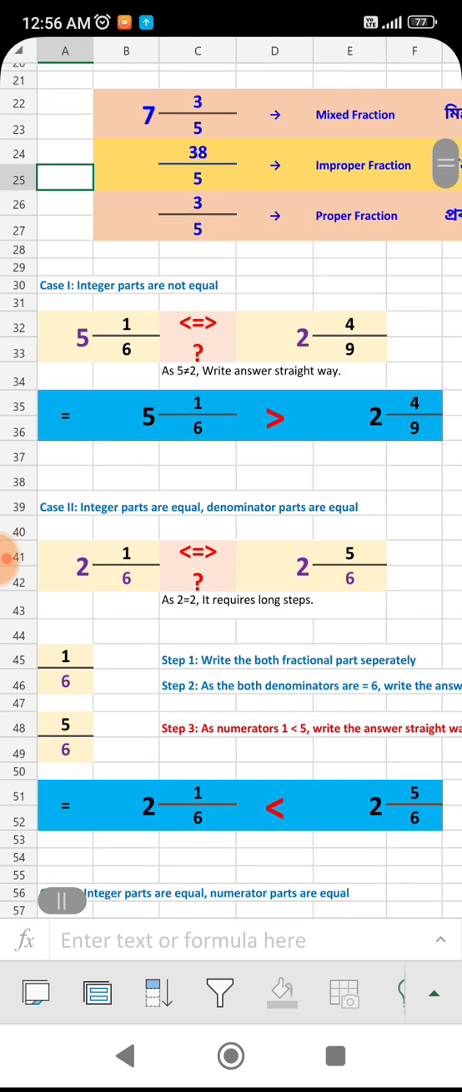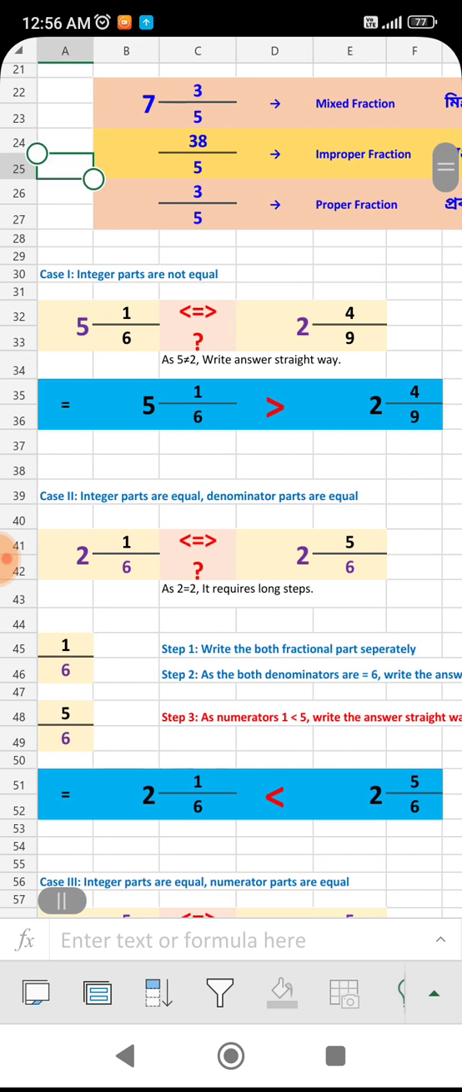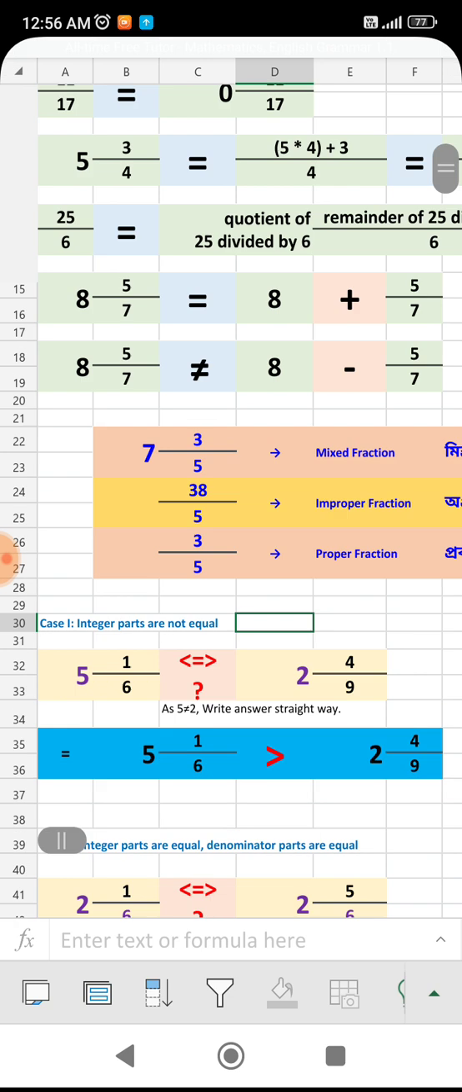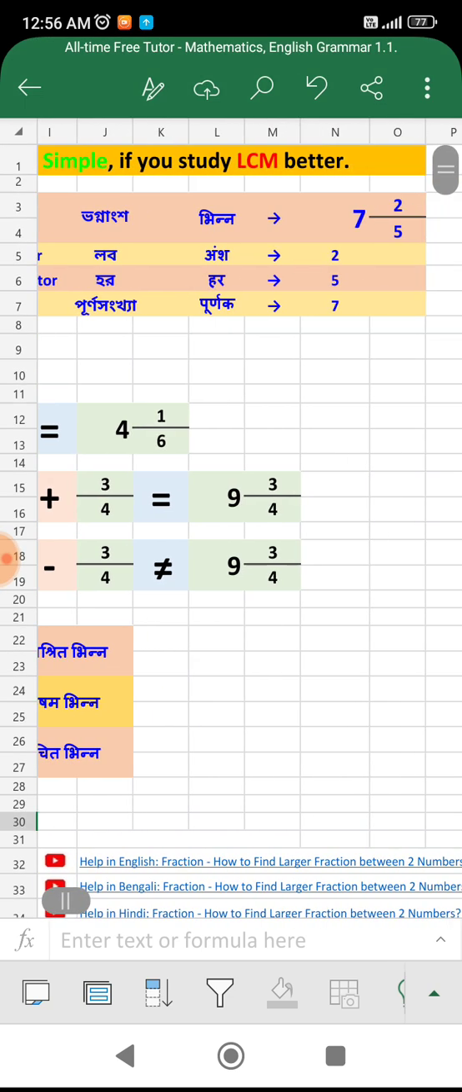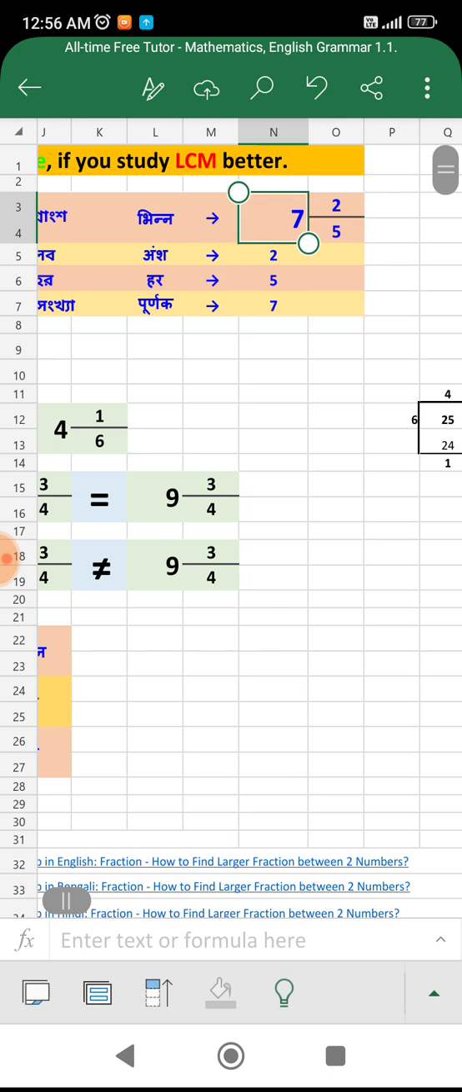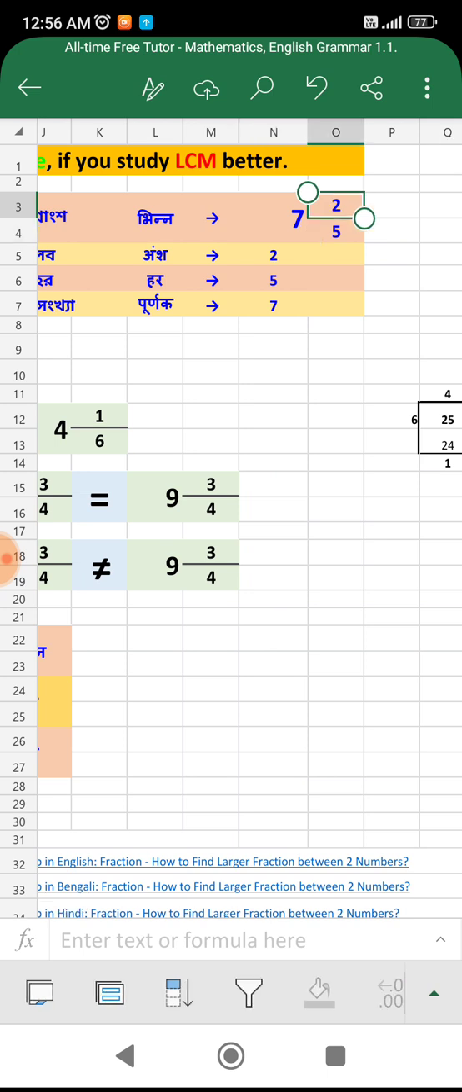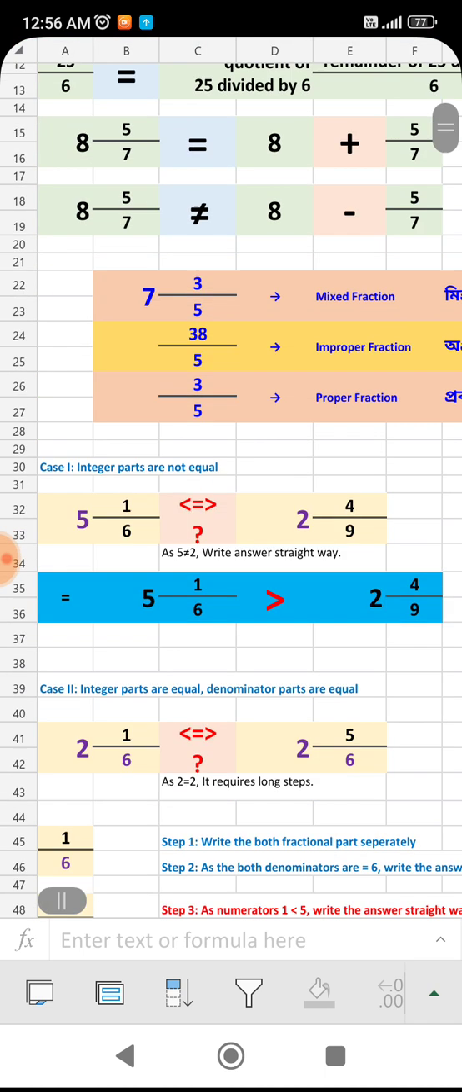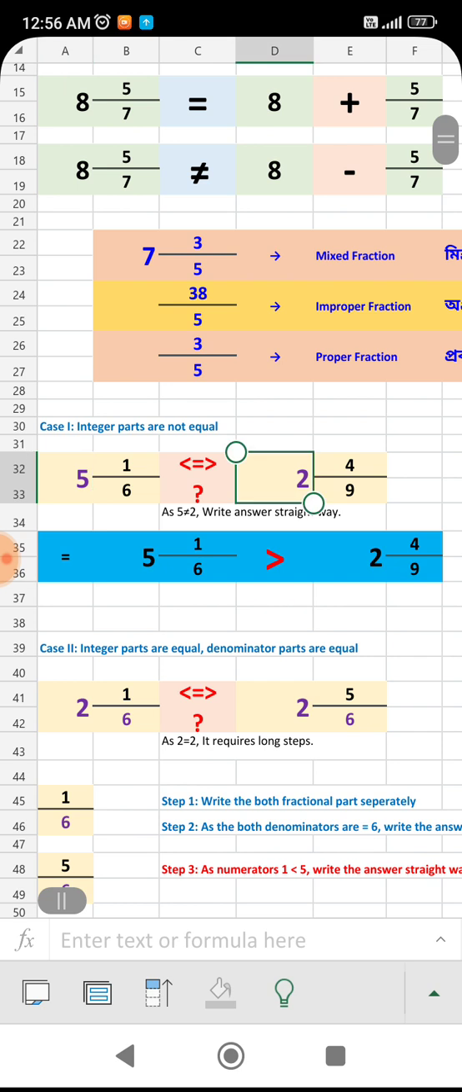Okay. Now I am coming to this section. How to find the maximum and minimum, which one is the larger number, which one is the smaller number between two fractions. First, case one: integer part not equal. A mixed fraction is given. In a mixed fraction, this is called the integer, this is called the numerator, this part is called the denominator.